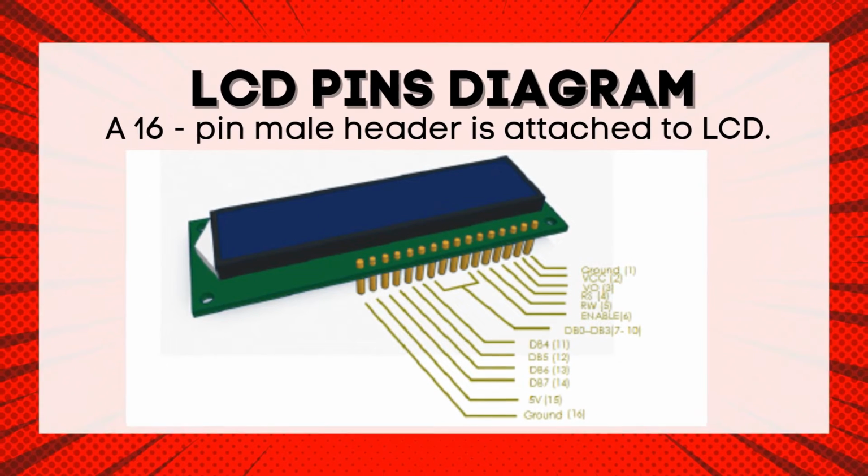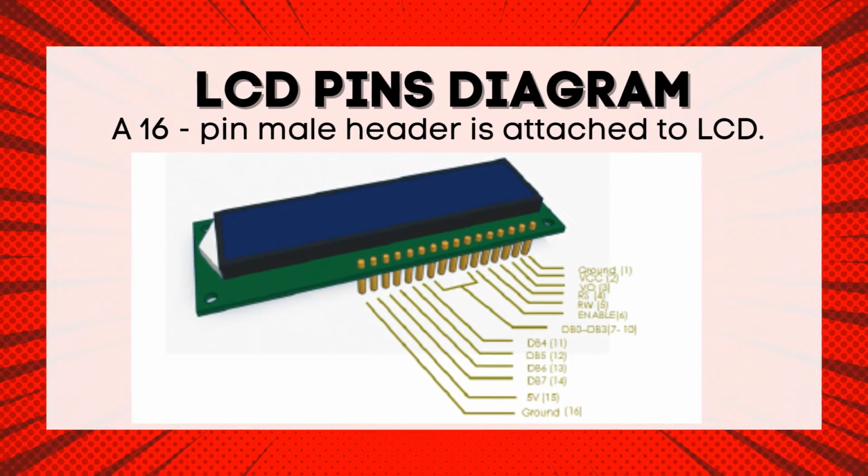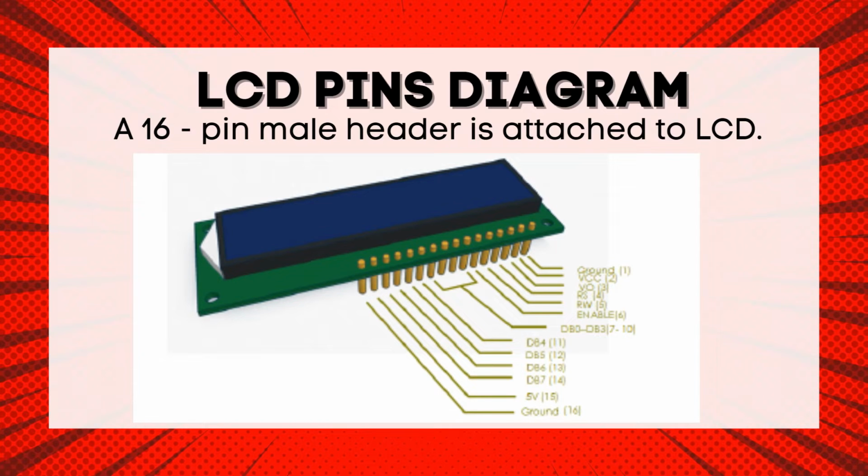LCD pins diagram. A 16-pin male header is attached to the LCD. Pin 1 is the closest to the corner of the LCD. Pin 16 is the pin near the center of the LCD. Pin 1 is connected to the ground. Pin 2 is connected to 5 volts. Pin 3 is the output for the potentiometer to adjust contrast. Pin 4 lets you choose between sending commands or characters to the LCD. Pin 5 lets you select between giving instructions to the LCD and reading information from the LCD.